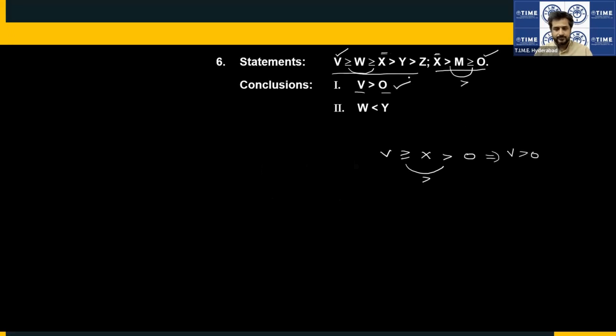So one follows. Now, W and Y. No need to combine because both are in the same statement. So what is the relation between W and Y? Greater than or equal to and greater than leads to greater than. W greater than Y. But what is given here? W less than Y. Does not follow. Only one follows. It's choice one. Only one follows.